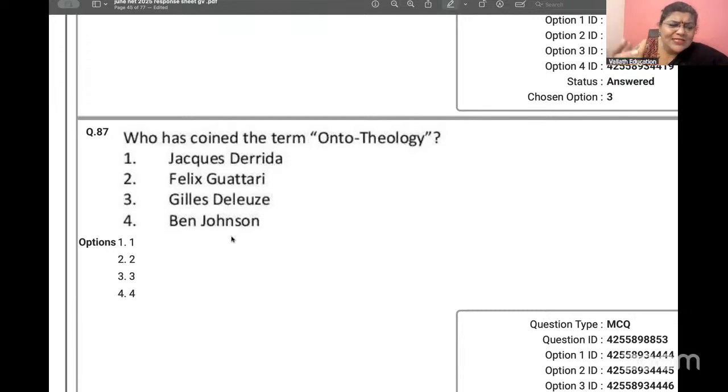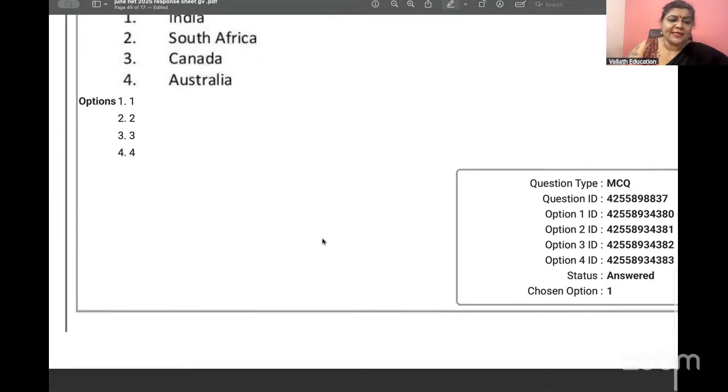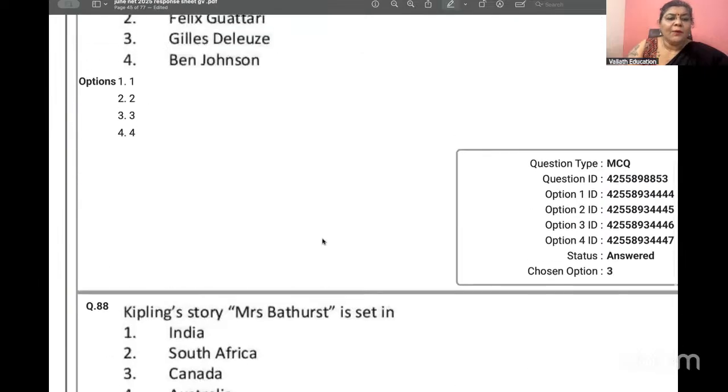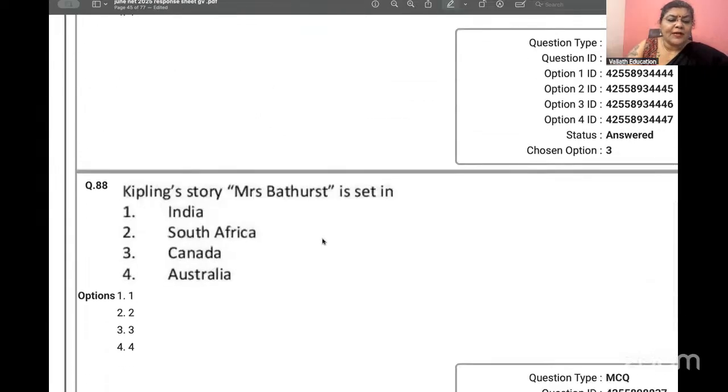Ben Jonson, who is that? I don't know. Maybe it is Derrida because he has written about it somewhere. It's about theology. So choose it. With your knowledge, you know. That is the answer.